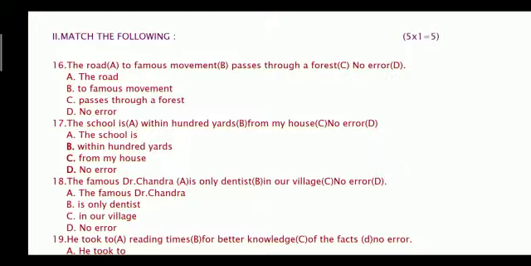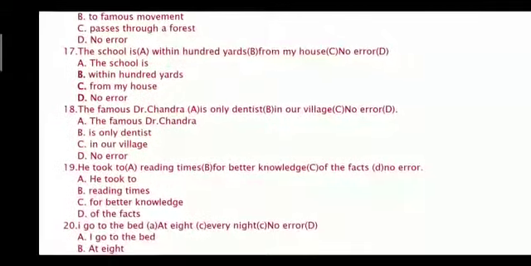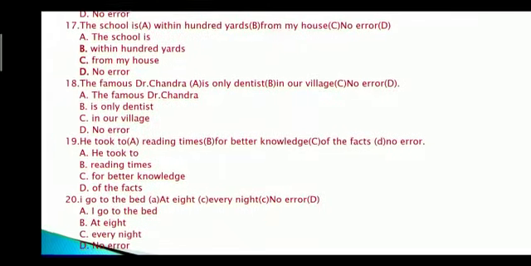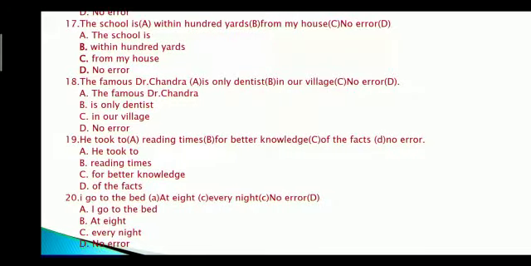Option A, the famous Dr. Chandra. B, is only dentist. C, in our village. D, no error. Nineteen: he took to reading times for better knowledge of the facts. Option A, he took to. B, reading times. C, for better knowledge. D, of the facts. Twenty: I go to the bed at 8 every night. Option A, I go to the bed. B, at 8. C, every night. D, no error.